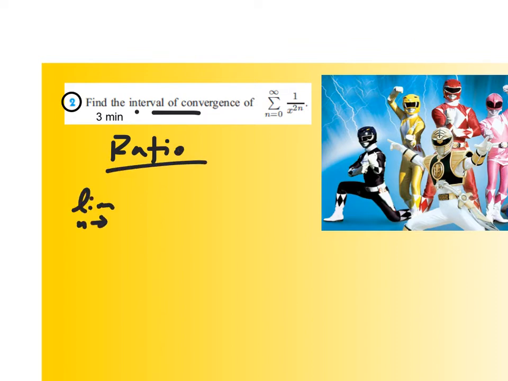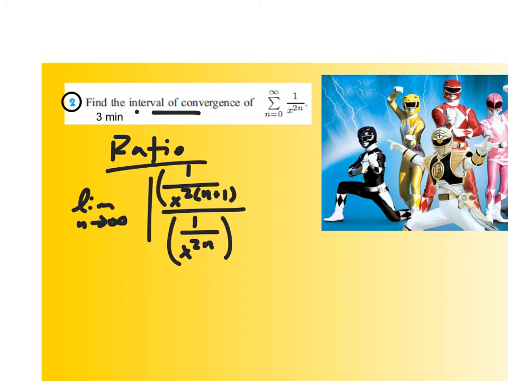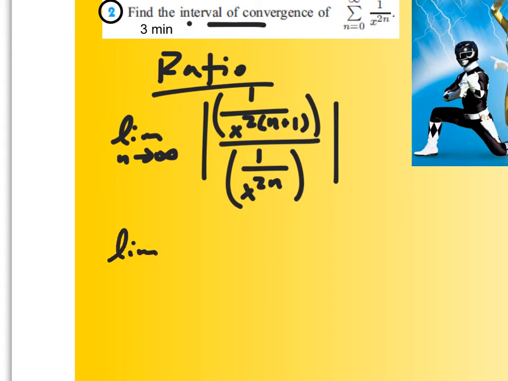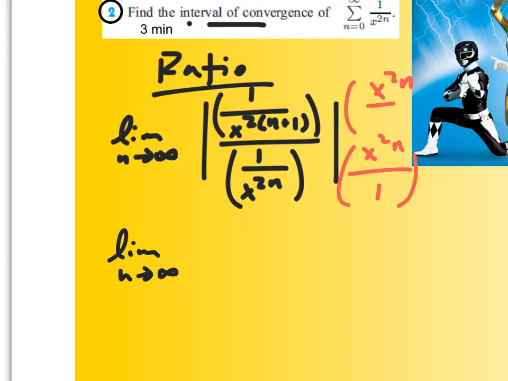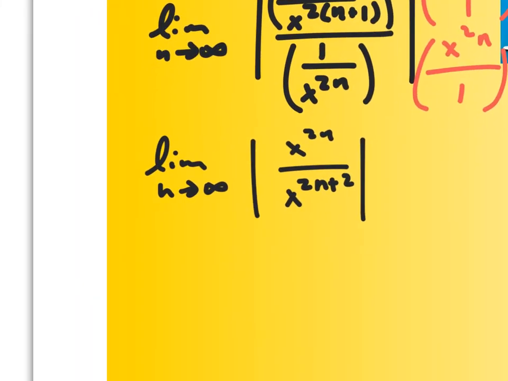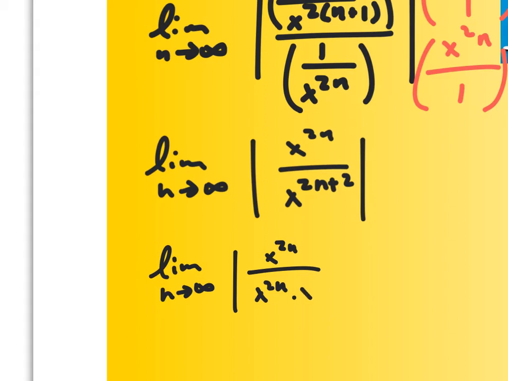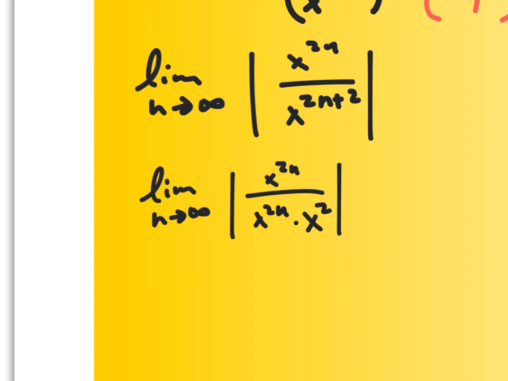So the limit as n goes to infinity of 1 over x to the 2n plus 2 over 1 over x to the 2n. I like the way that this is going to work out. I'm going to multiply by the reciprocal of the bottom, on both top and bottom, and I'm going to get the following, which I can work with. So that would be x to the 2n over x to the 2n times x to the 2. As n goes to infinity, those will go away, and I'll get 1 over x squared. In order for this to converge, I want that to be less than 1.